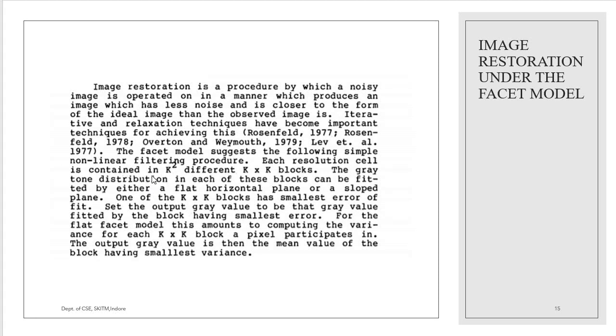Each resolution cell is contained in k square different k cross k blocks. The gray tone distribution in each of these blocks can be fitted by either a flat horizontal plane or a sloped plane. One of the k cross k blocks has the smallest error of the fit. Set the output gray values to be that of the gray values fitted by the block having the smallest error. So we try to restore the image.